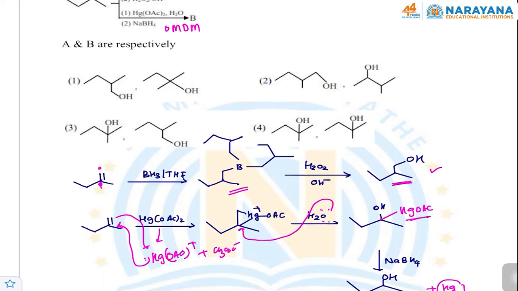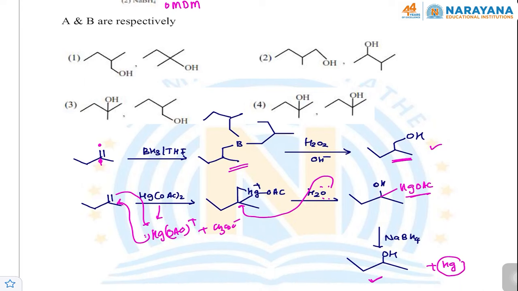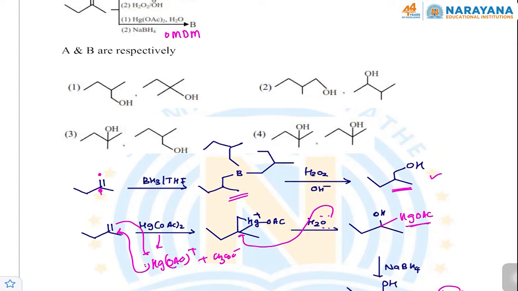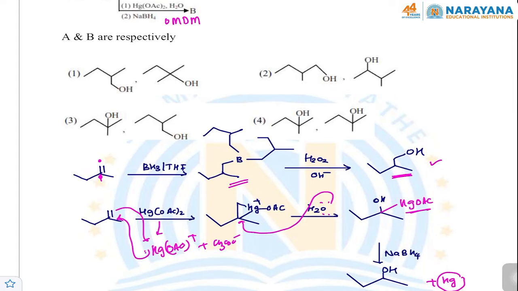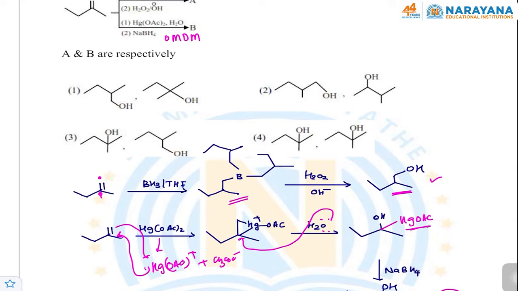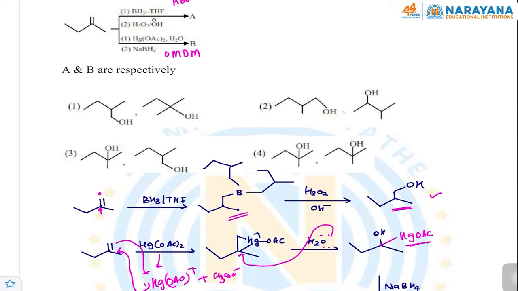So now we can see that the product is formed due to Markovnikov addition in the second case. In the first case it is formed due to anti-Markovnikov addition of water. Therefore we can see the first option: OH should be there on this molecule, and in the second, OH should be here. The first option.